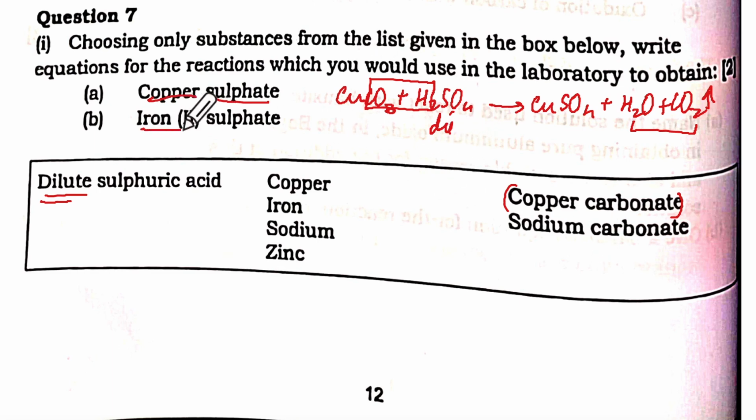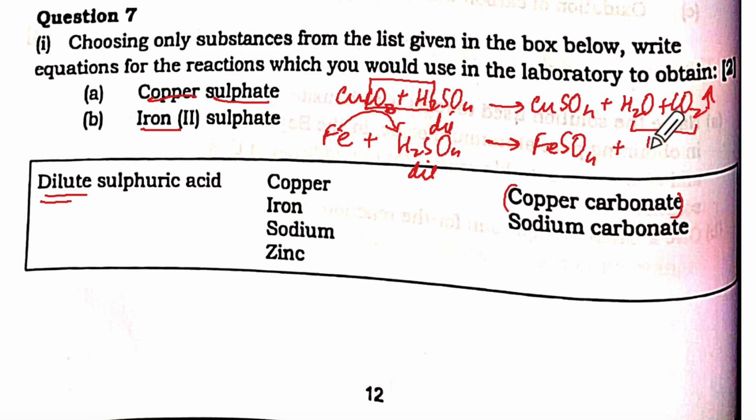Iron 2 sulfate. Now iron is above PSC Mazi. Can you see iron is above hydrogen? So I can take Fe and I can take dilute sulfuric acid, and Fe will displace H and it will become FeSO4 plus H2, correct? Now remember, FeSO4 is light green in color.